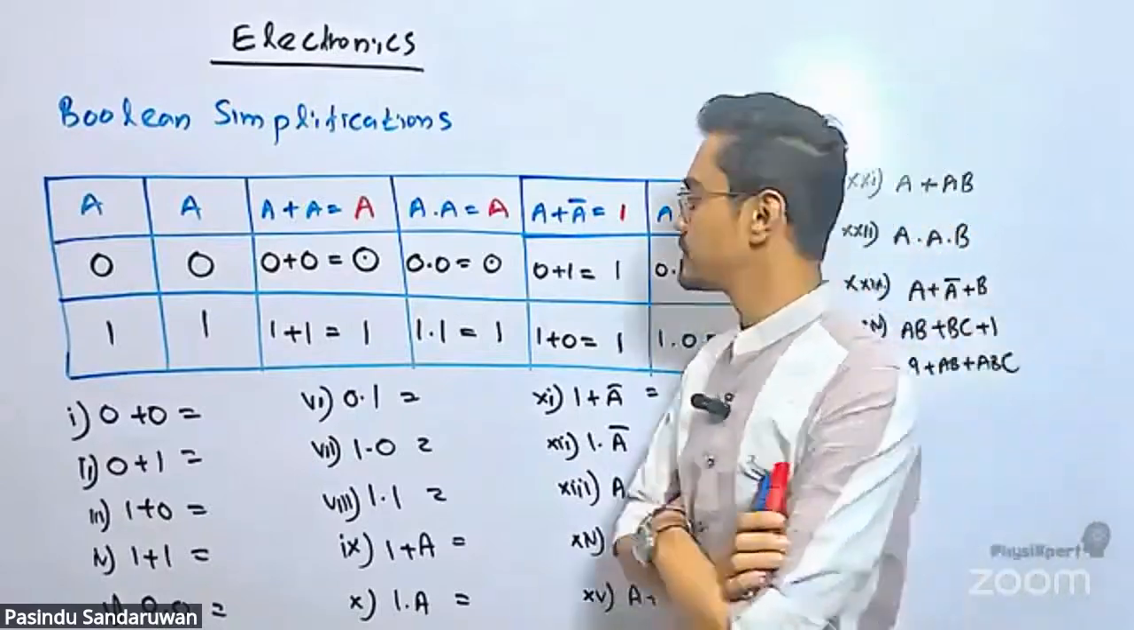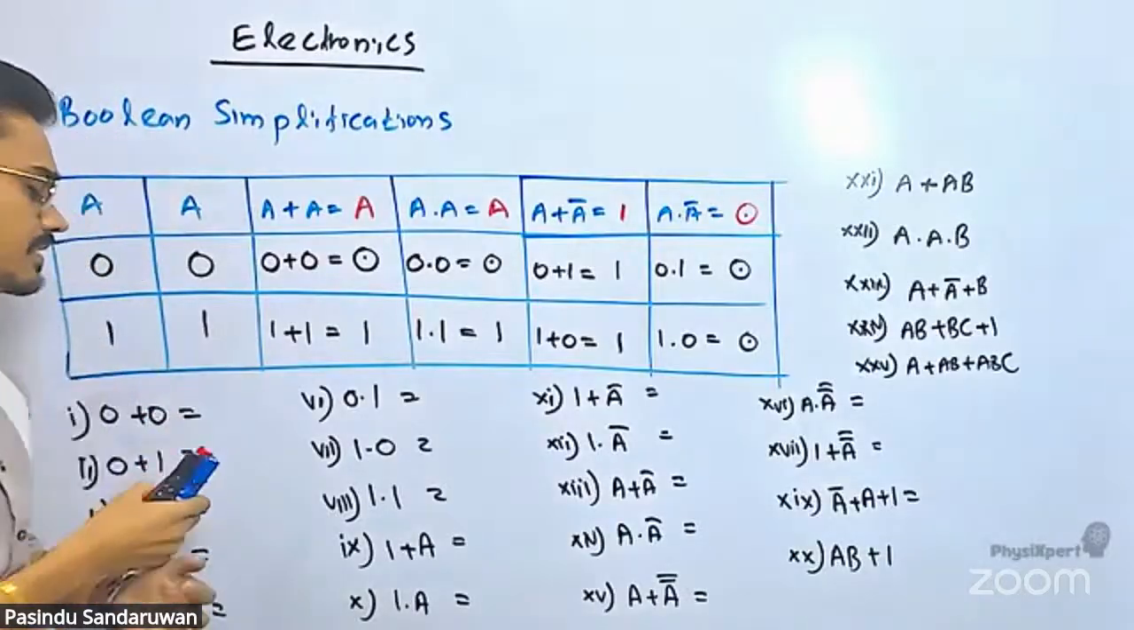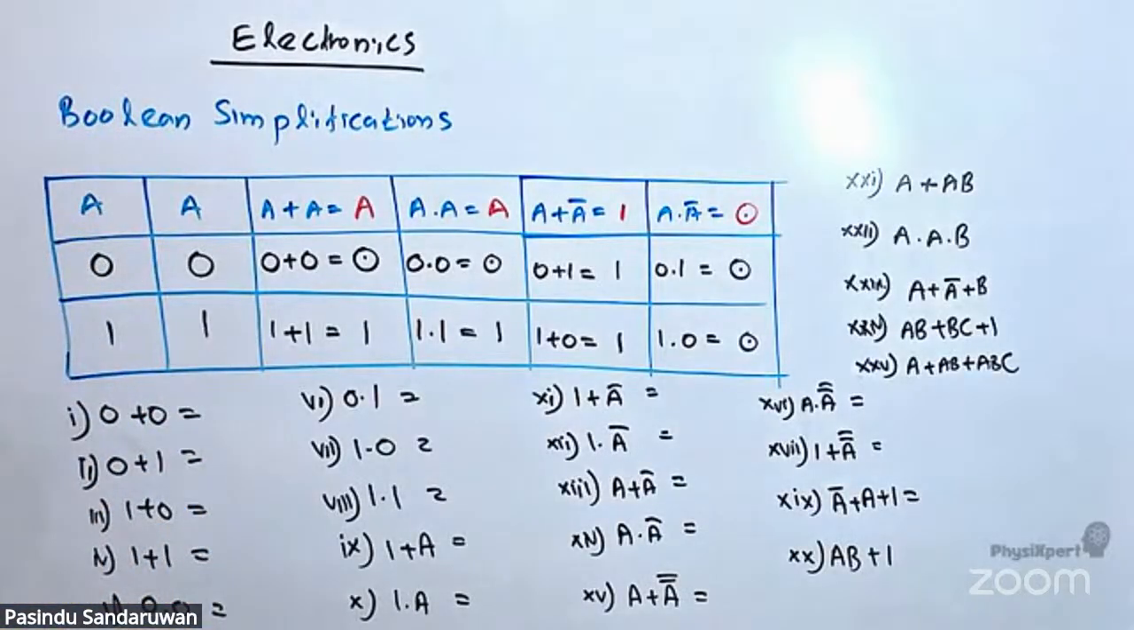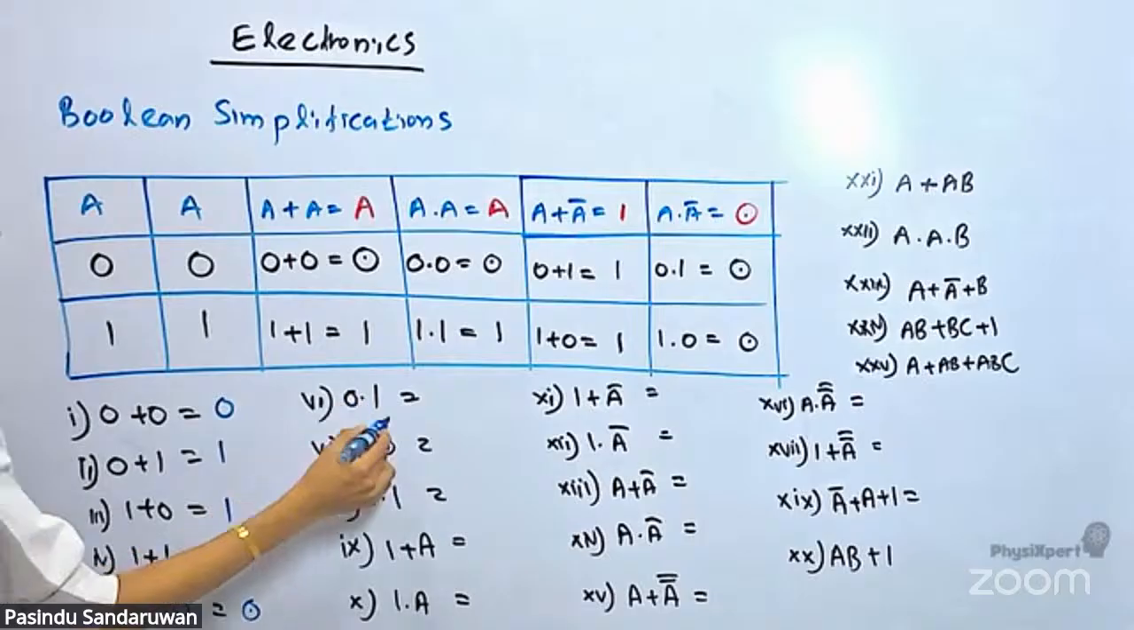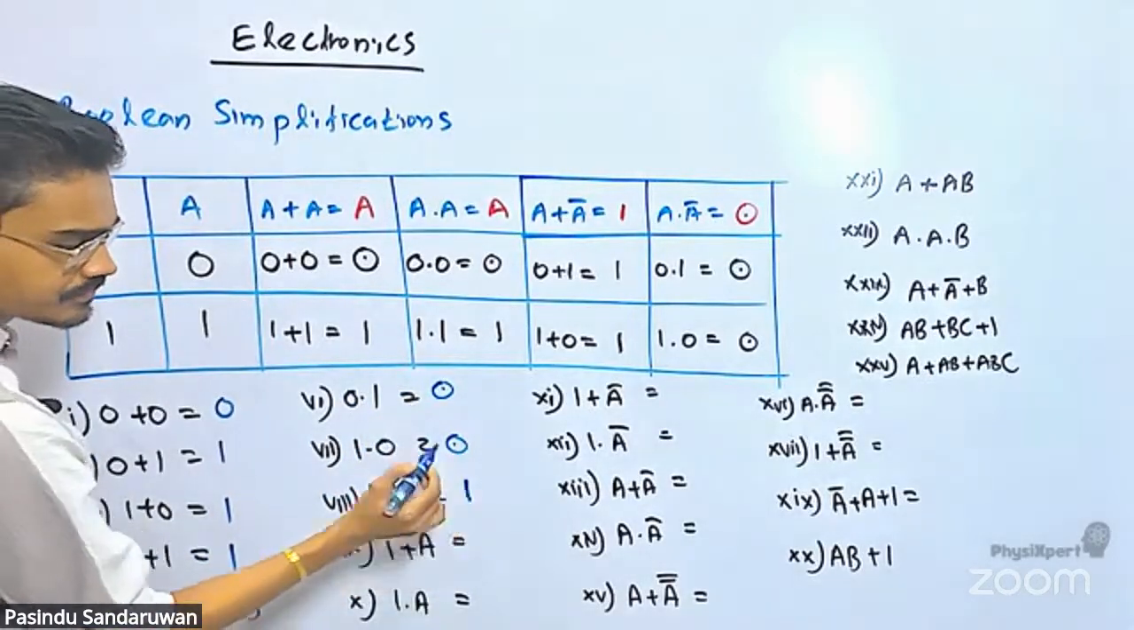Okay, finish. Let's see. Right, see? 0 plus 0, 0. Right? 0 plus 1, 1. 1 plus 0, 1. 1 plus 1, 1. 0 dot 0, 0. 0 dot 1, 0. 1 dot 0, 0. 1 dot 1, 1. Right?